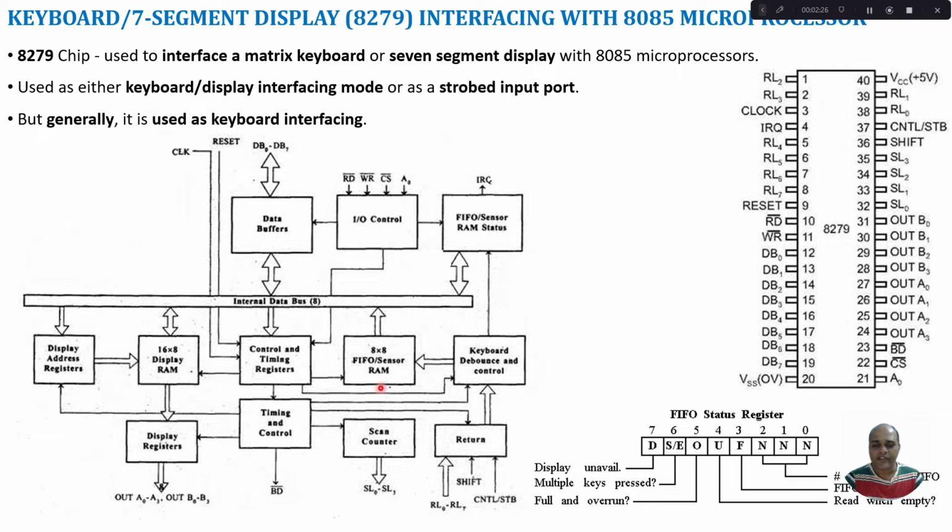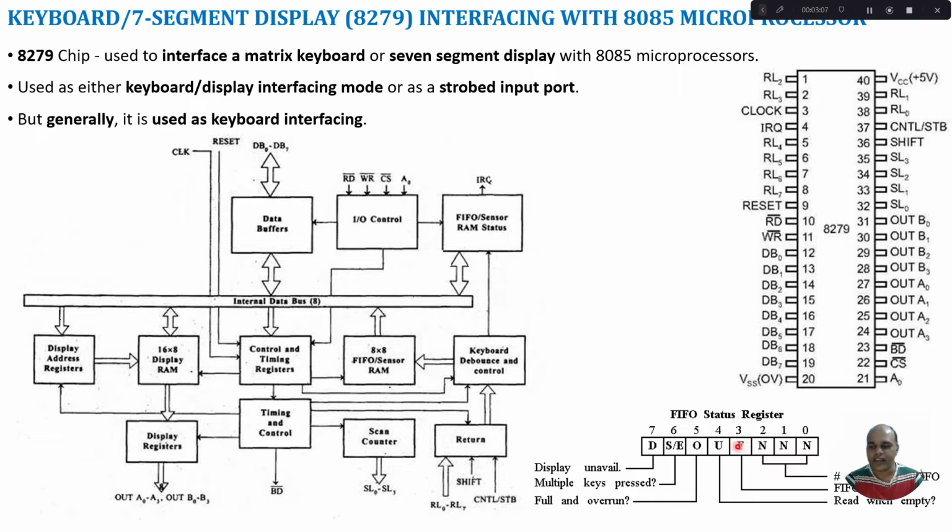The status of the FIFO RAM is indicated by this FIFO sensor RAM status. It is an 8-bit register, as you can see here, and it indicates the status of the FIFO sensor RAM. For example, the lower 3 bits represent how many bytes of data are available in the RAM, that is, how many key presses are there in the RAM. Then F stands for whether the FIFO RAM is full or not. If I have 8 valid key presses, then the FIFO sensor RAM will get full.